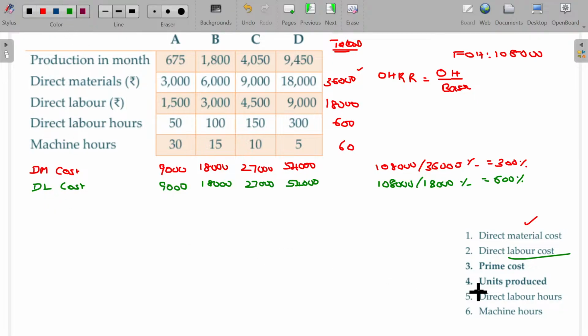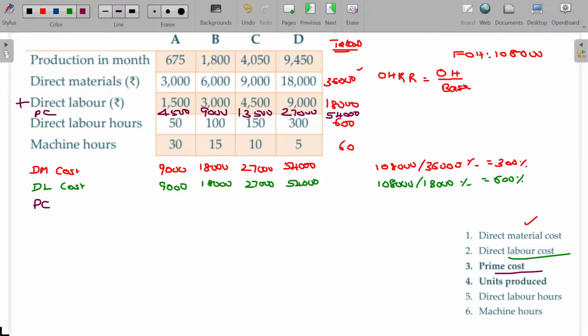And then the next one being the model based on prime cost. What is the prime cost here? Prime cost here being 4,500, because adding the direct material and direct labor gives the prime cost. Here 9,000, and this will be 13,500, and this will be 27,000. Overall prime cost in this case being 54,000.